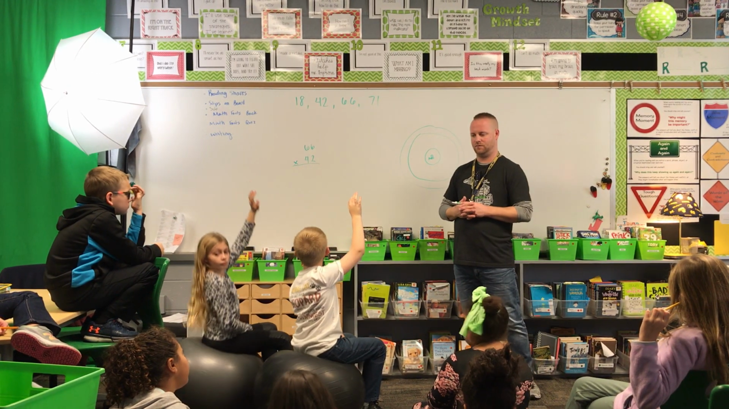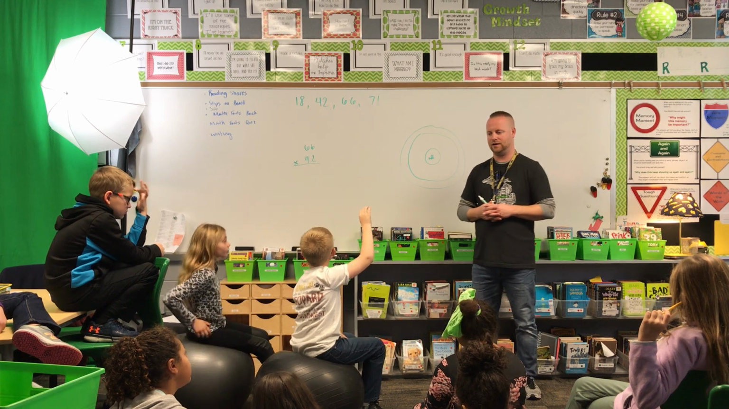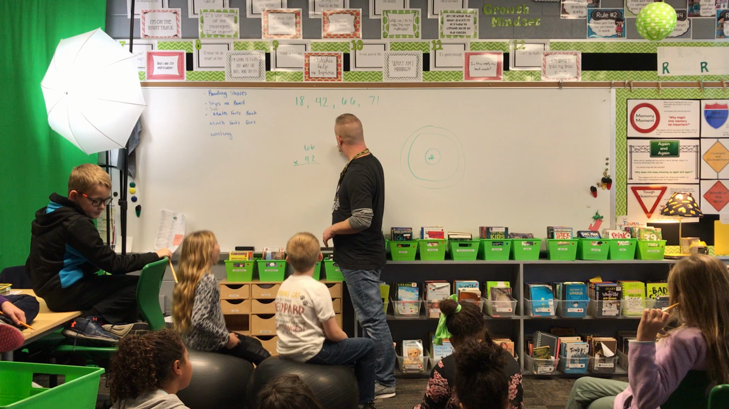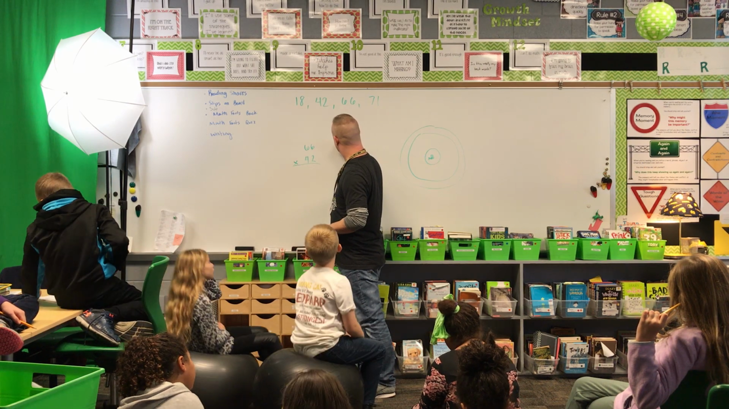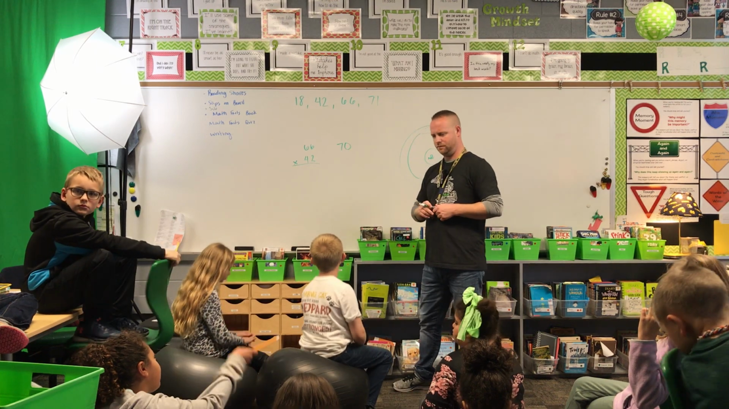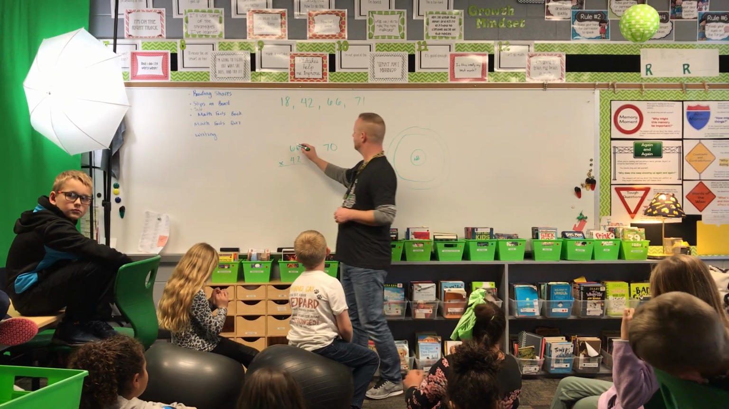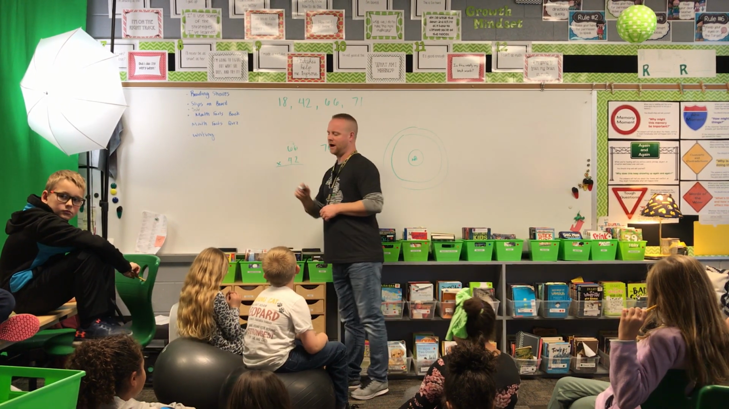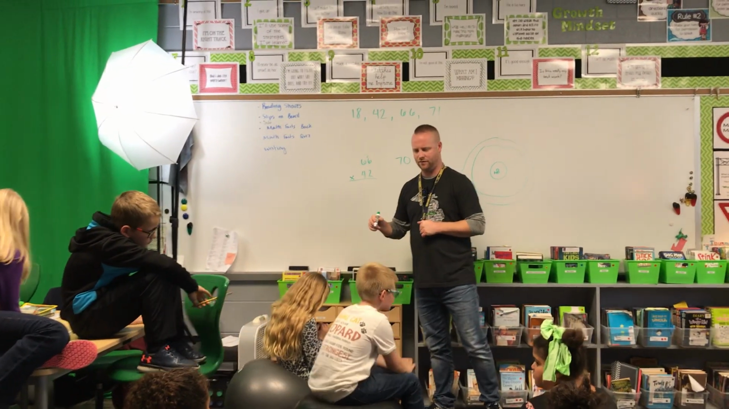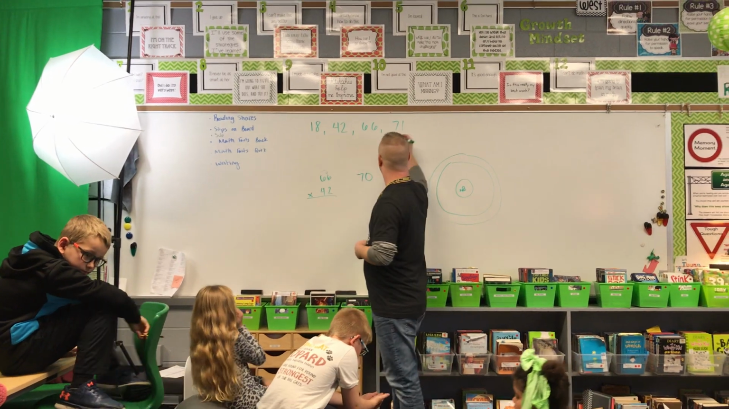Kenzie? You can round the 66 into 70. So I can turn this into a 70? How did you get that? Because if you look at the 6, the 6 says go higher. How do you know it says to go higher? What numbers tell you to go up? What numbers tell you to go down? 1, 2, 3, 4 tells you to go down.